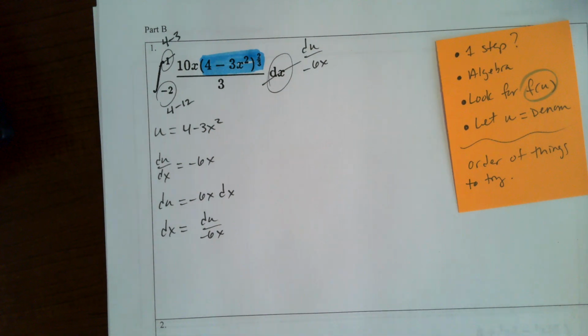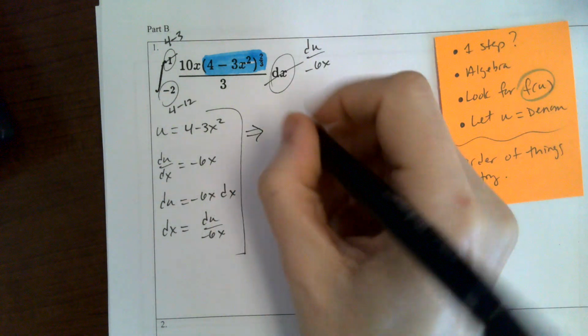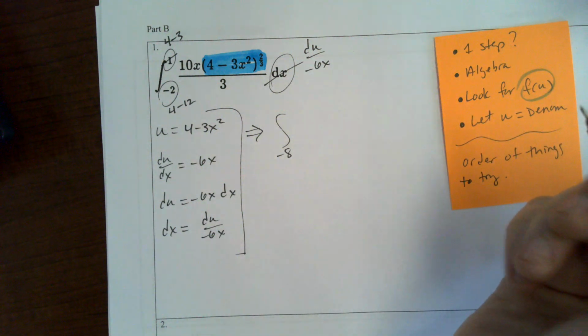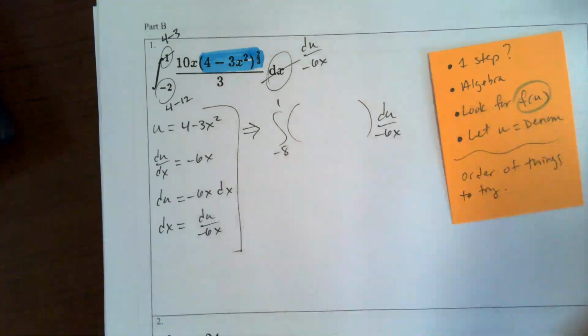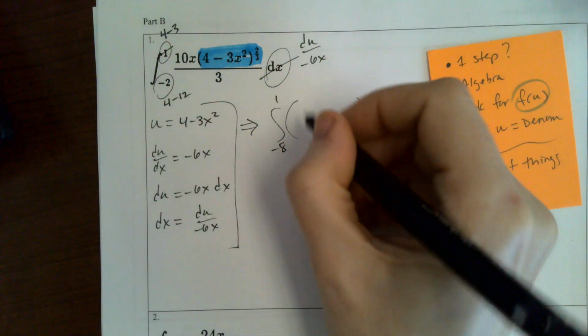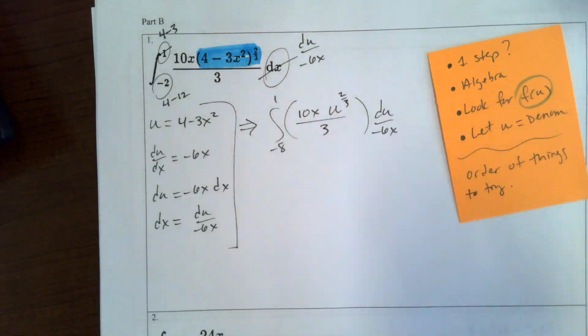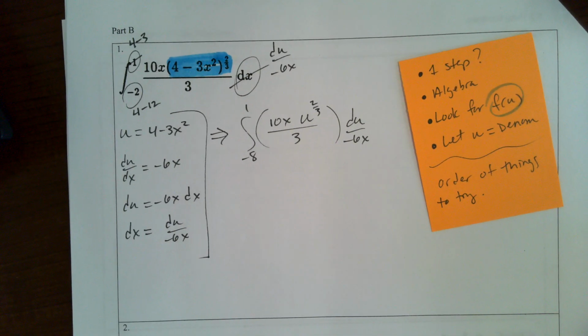Okay, so now let me rewrite this. So I'll bracket that off. So I have the integral from 4 minus 12 is negative 8. From negative 8 to 1. Right, and then this is du over negative 6x. So I've got 10x u to the 2/3 over 3. Okay, now guys, you will know that you chose the correct u if all of the x's cancel and u is the only variable that you have.